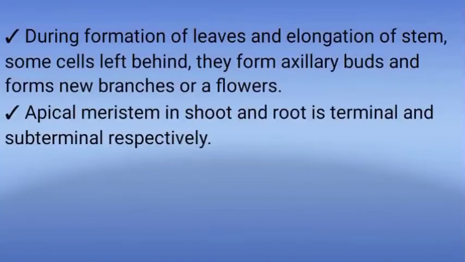During the formation of leaves and elongation of stem, some cells are left behind and they form axillary buds, and they form new branches or flowers. Sometimes axillary buds develop into new branches and sometimes axillary buds may convert into floral buds and form flowers. Apical meristem in shoot and root is terminal and subterminal respectively.